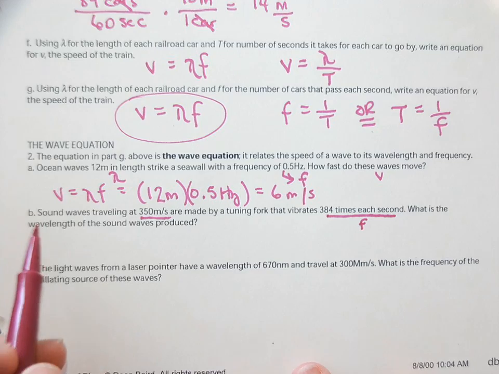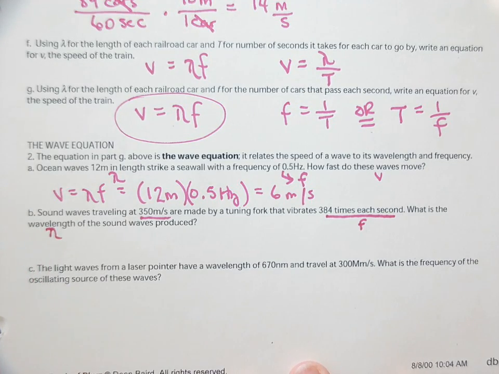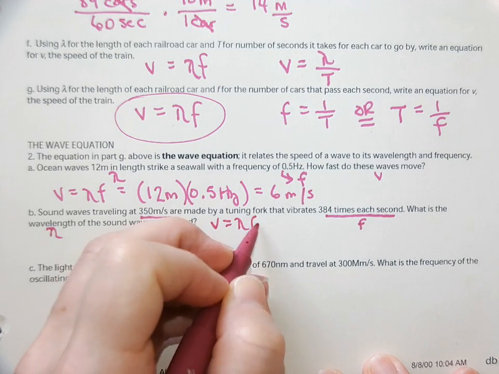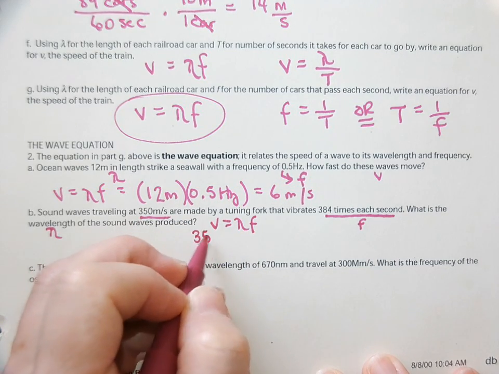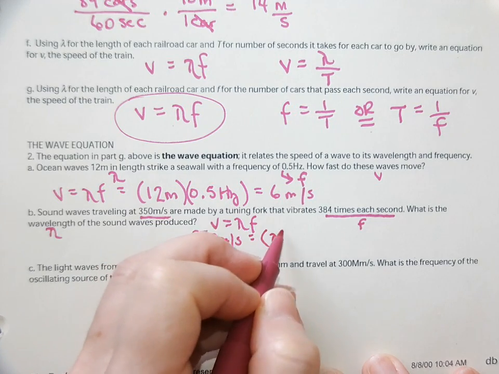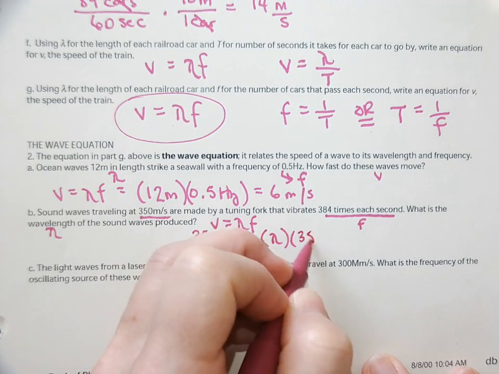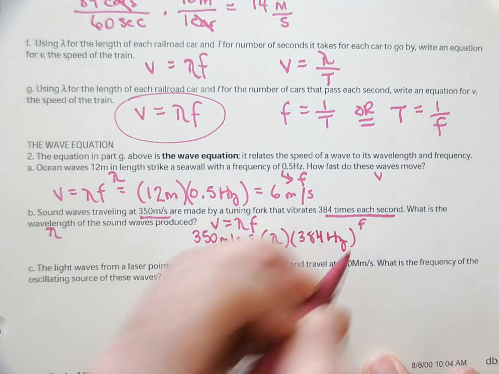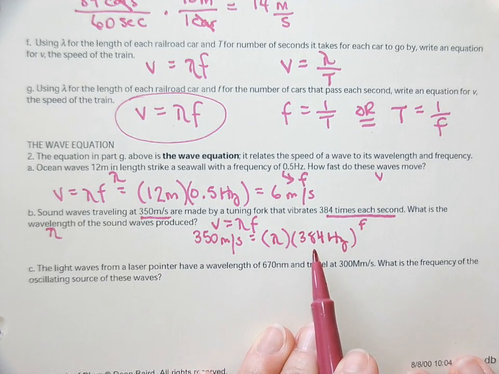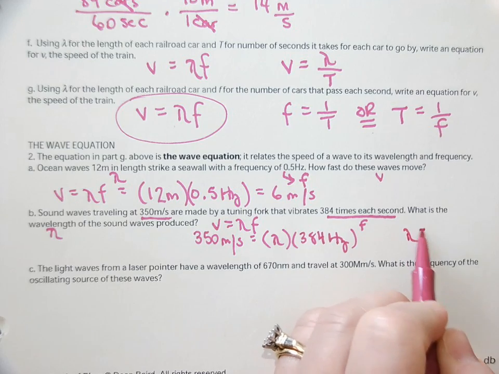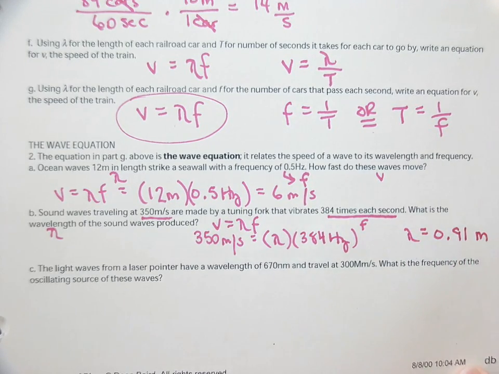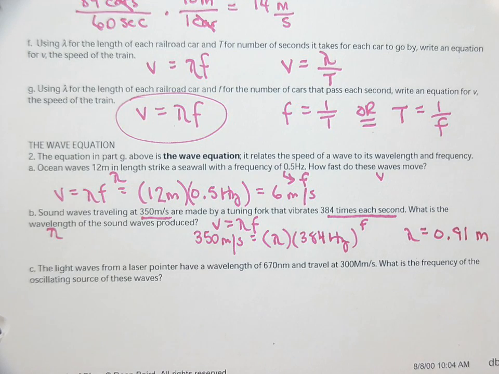I need to find the wavelength, or lambda, in this problem. So I'm going to again use V equals lambda F. I'll plug in my 350 meters per second for velocity. I'm going to solve for wavelength if the frequency is 384 hertz. You want to isolate lambda, divide both sides by 384, and in your calculator you should get about 0.91 meters as your wavelength for this tuning fork.